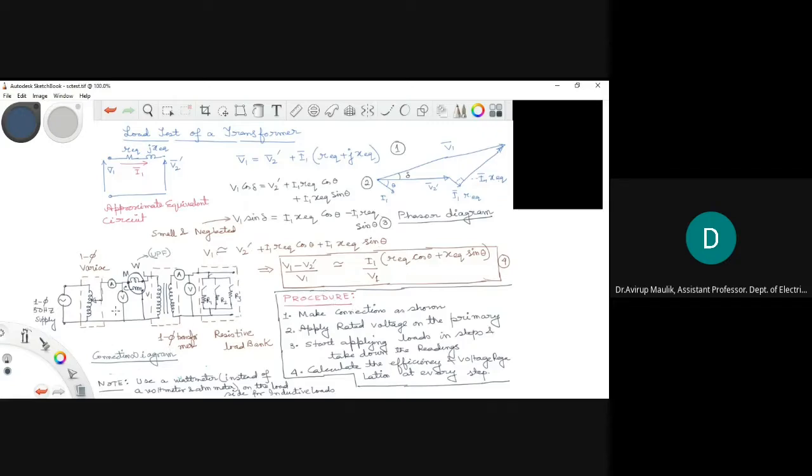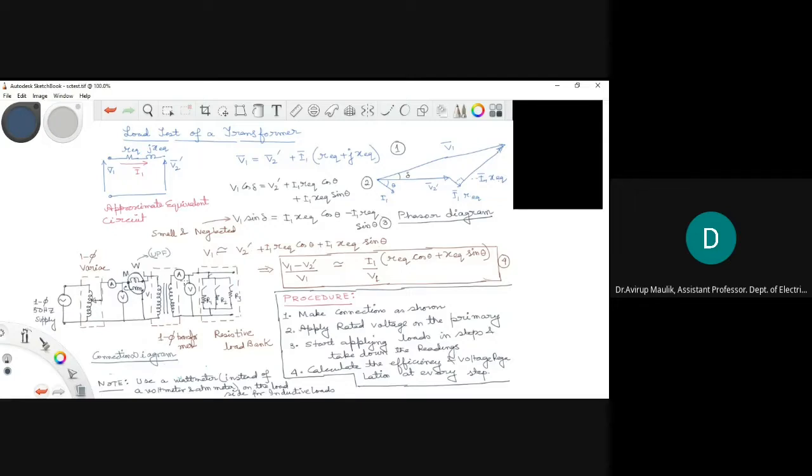Now while conducting the experiment, you need to connect the circuit as given in the connection diagram. So you will use a single phase 50 Hz supply which will go to a single phase variac. The output of the variac will give you a variable single phase 50 Hz AC supply. You will connect an ammeter to measure the input current, a voltmeter to measure the applied voltage, and a wattmeter to read the input power.